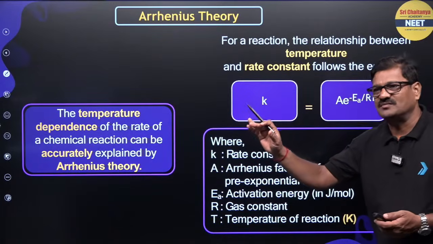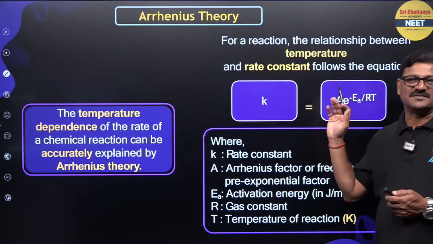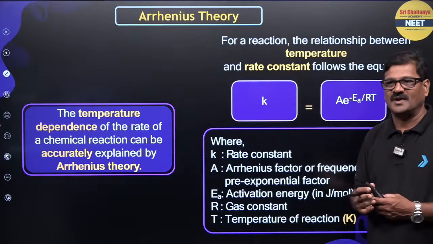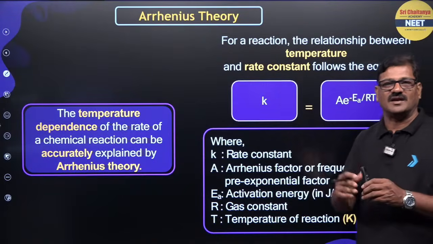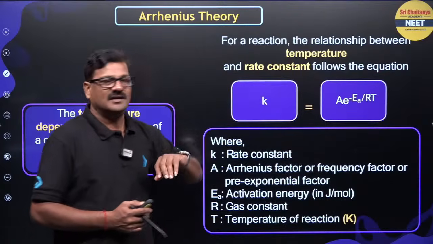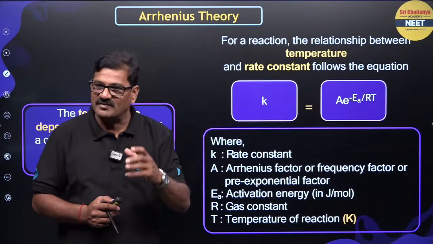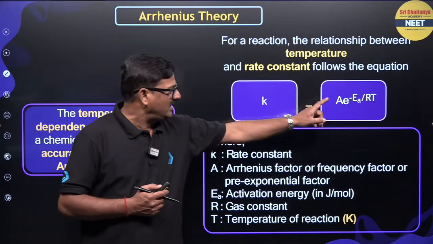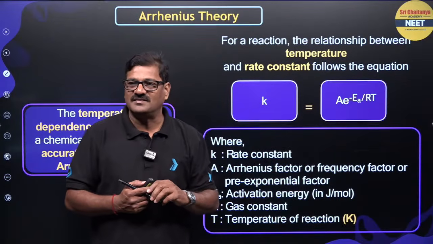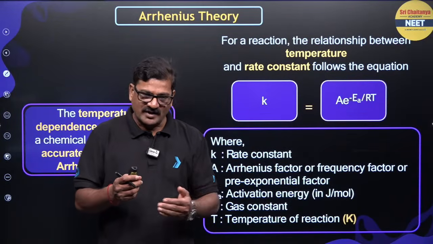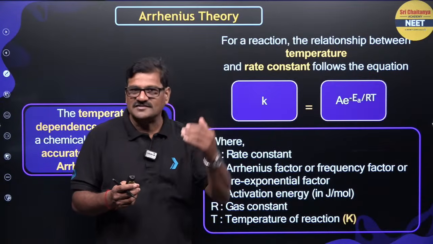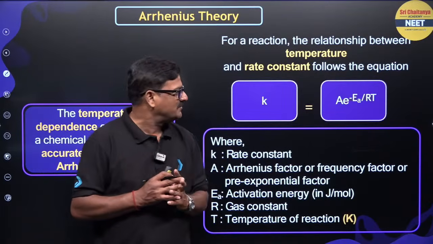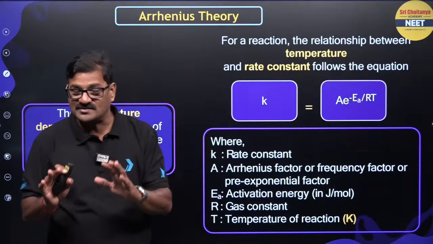So the relation between the temperature and the rate constant is given as K = A e^(-Ea/RT). What is that K? This is called the rate constant, and A is the Arrhenius factor or frequency factor or pre-exponential factor, and Ea is activation energy, the extra energy that is supplied to the reactant to reach the threshold energy value or limiting energy value, called the activation energy, and R is the gas constant.